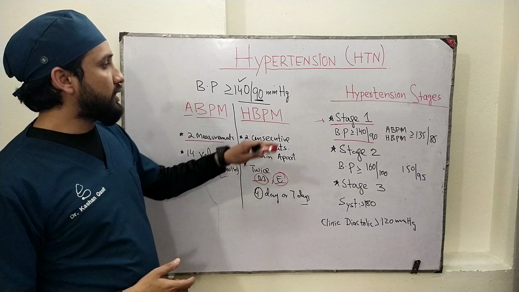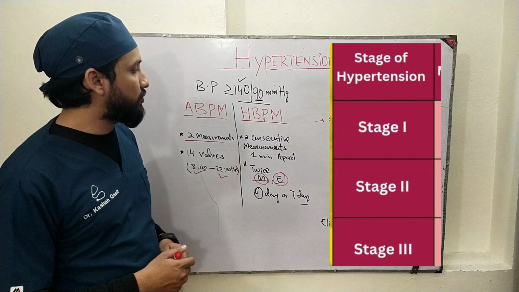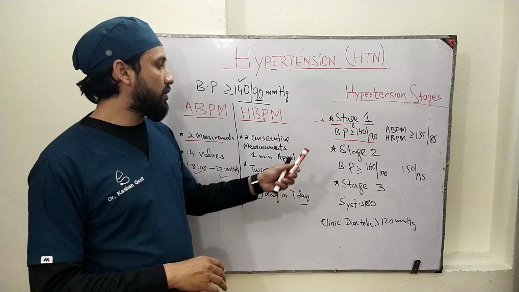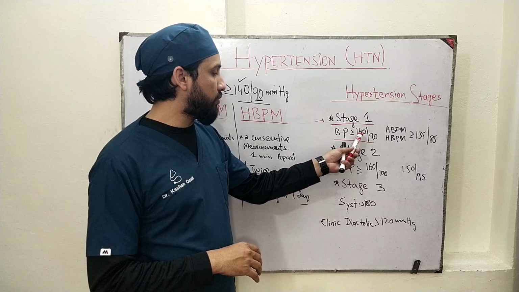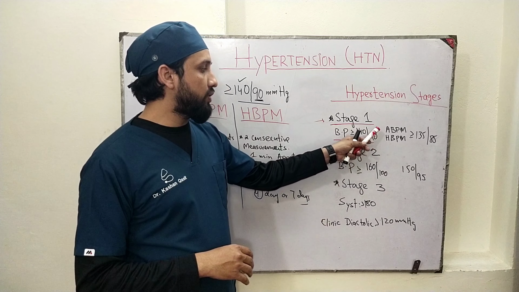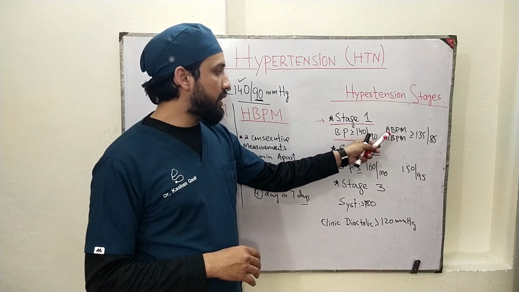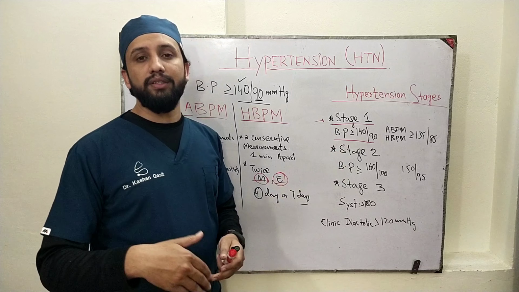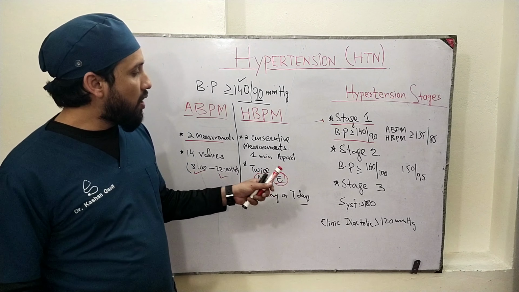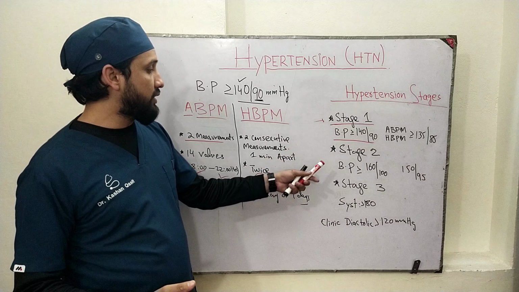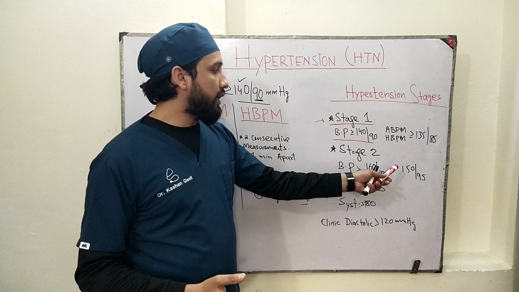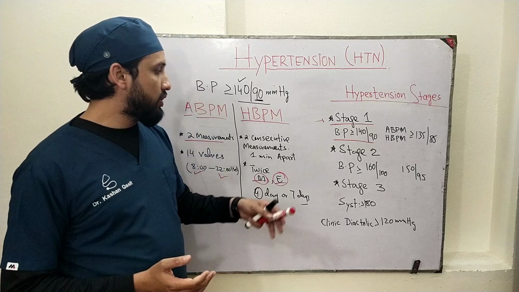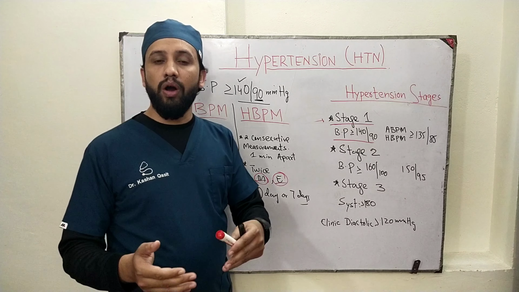Now I'm going to discuss the stages of hypertension. There are 3 stages of hypertension. Stage 1 is when the blood pressure of a patient is greater than or equal to 140/90, and the average of either ABPM or HBPM is greater than 135/85, meaning the patient has stage 1 hypertension. Now coming to stage 2, this has a value of 160/100 and an ABPM, HBPM value of 150/95. So this patient has stage 2 hypertension.